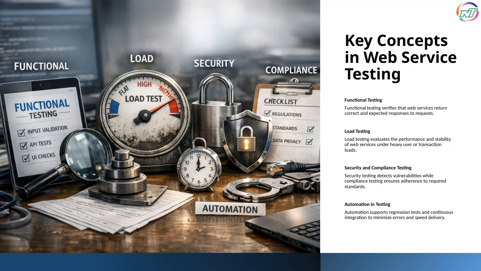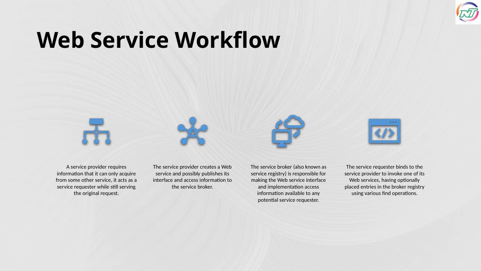Security testing looks for vulnerabilities that could be exploited by attackers, while compliance testing makes sure the service meets all necessary regulations and data privacy standards. Automation plays a key role in running repeated regression tests efficiently, supporting continuous integration processes to reduce errors and deliver updates smoothly. Together, these testing types cover essential aspects of reliability, performance, and security for modern web services.